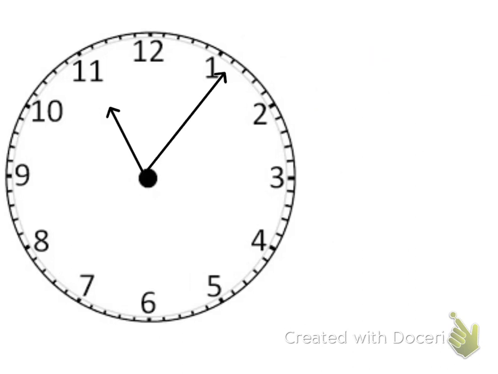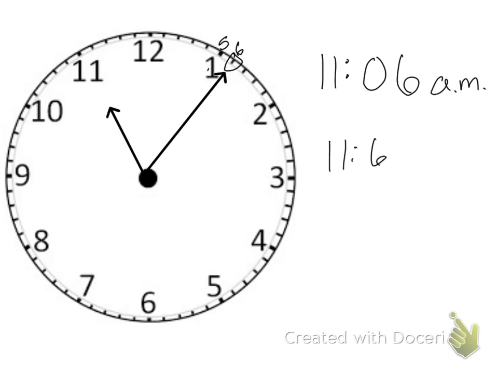All right, so here we have this time. If it's light outside, what time is it? My hour hand is pointing to the 11, and my minute hand is pointing to the 6, because the one is 5 minutes, so the next one over would be 6 minutes. So it's 11:06. If it's in the morning, we would say that it is 11:06 a.m., because 11:06 p.m. would be at night. We always use 2 digits to show the number of minutes.